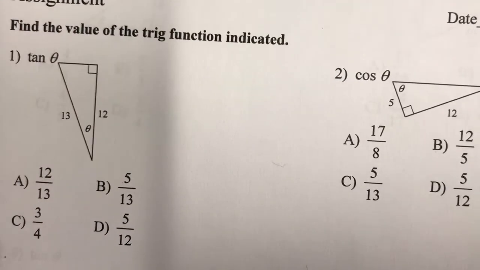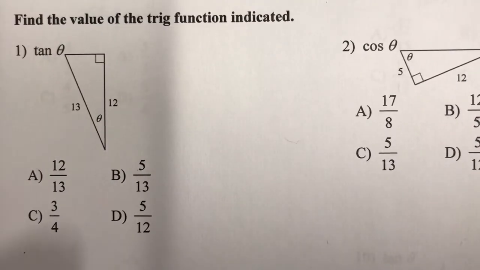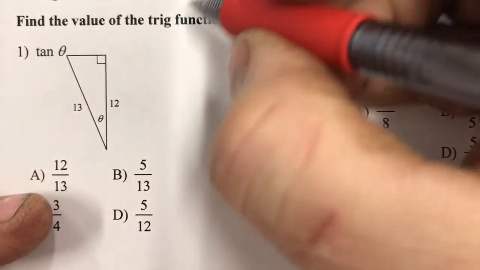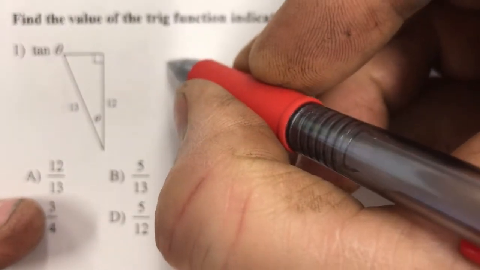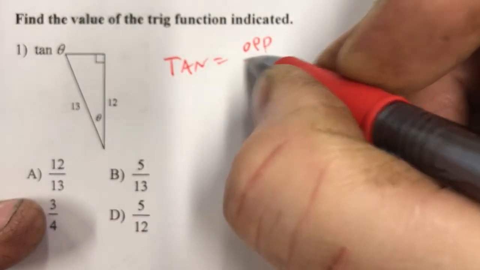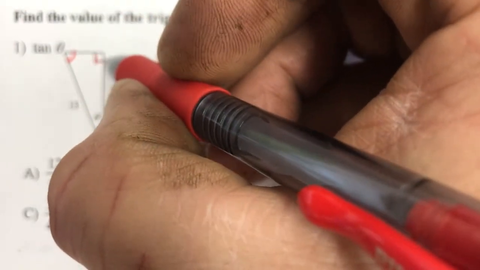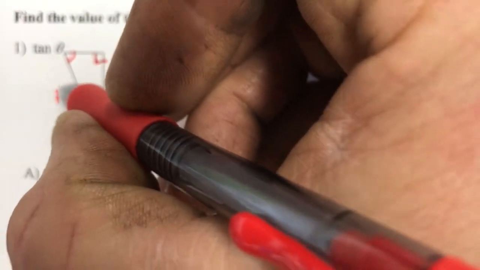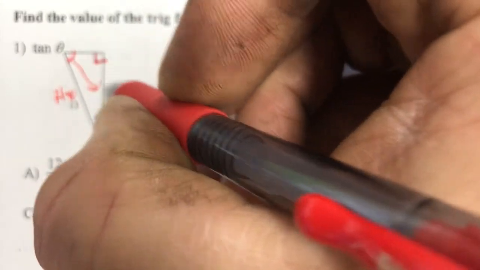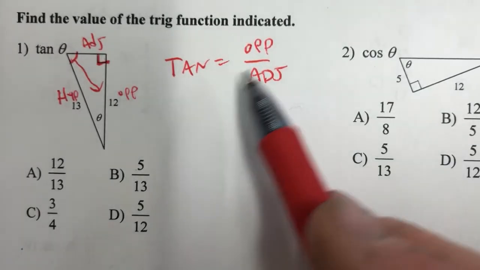All right, so let's look at some of these here. We've got just a problem asking for one thing. This is asking for tangent of theta. Now remember, tangent is the opposite over adjacent. So for this one, tan theta, we've got to label our sides. So here's my right angle, so that makes this the hypotenuse over here. And over here, this would be opposite, and here would be adjacent.